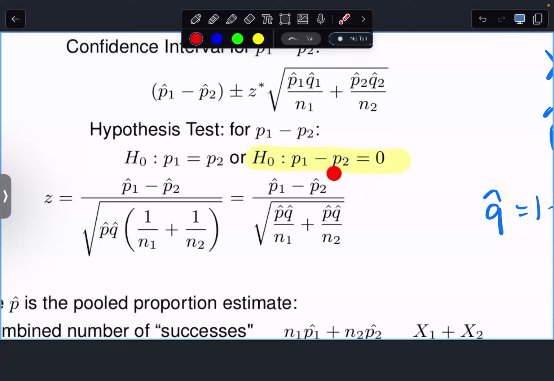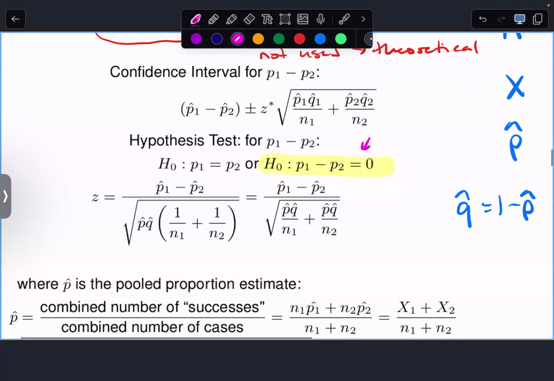But if P1 minus P2 is equal to 0, what could you do? You could add P2 to both sides, and then you could say, well, that's the same as saying P1 is equal to P2, right? These are equivalent, but just for emphasis about the null hypothesized value is 0, I'm going to focus on this first one, but they're equivalent. So that's neat. Okay. And so this is the null hypothesized difference.